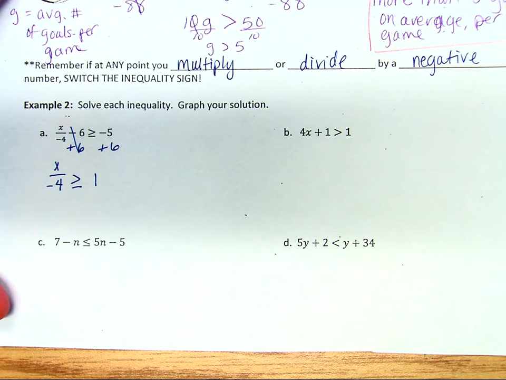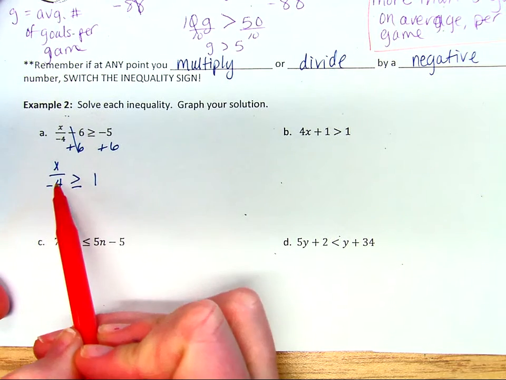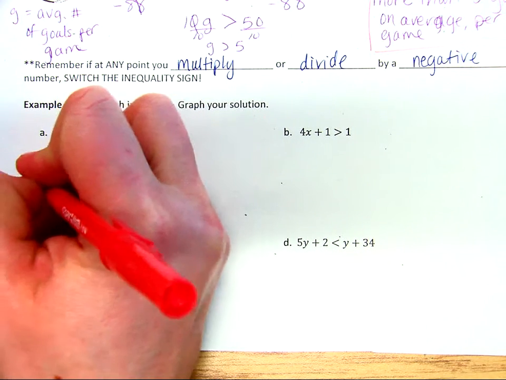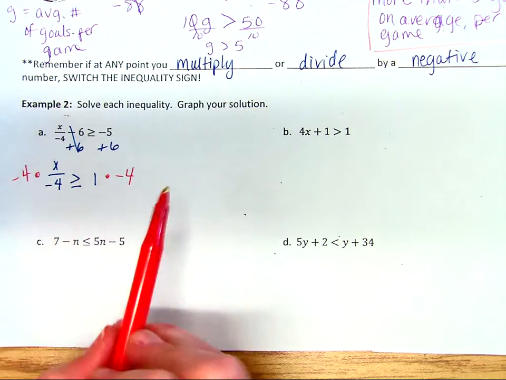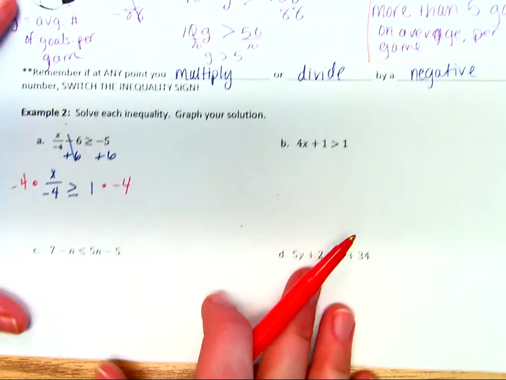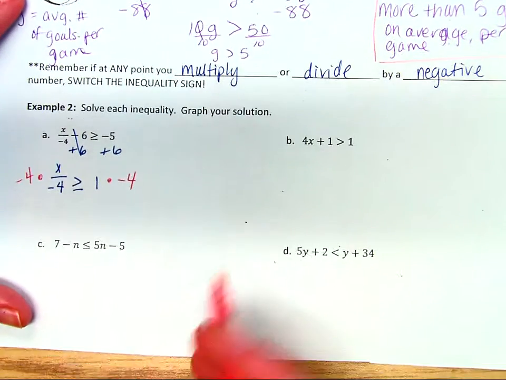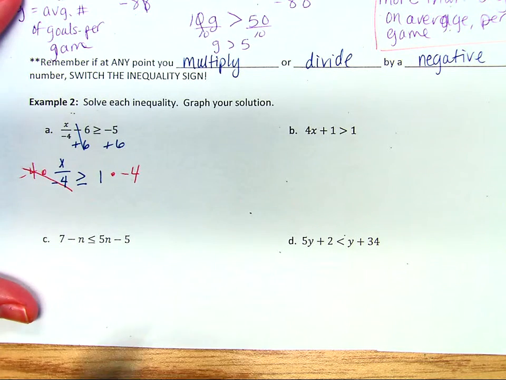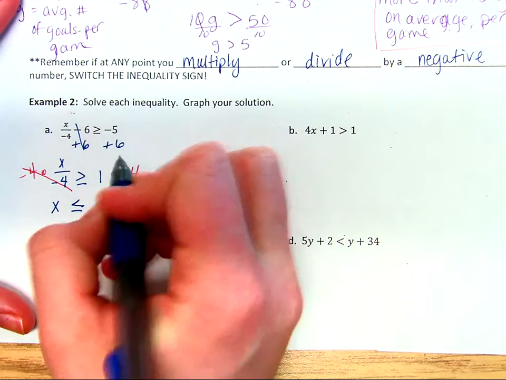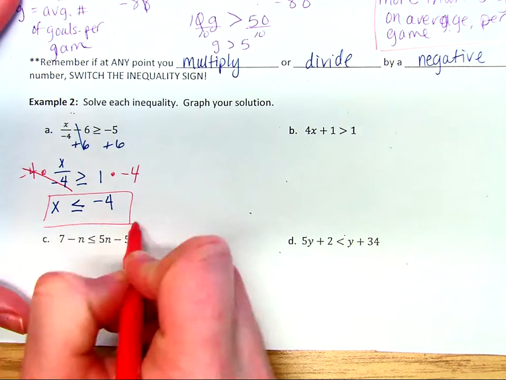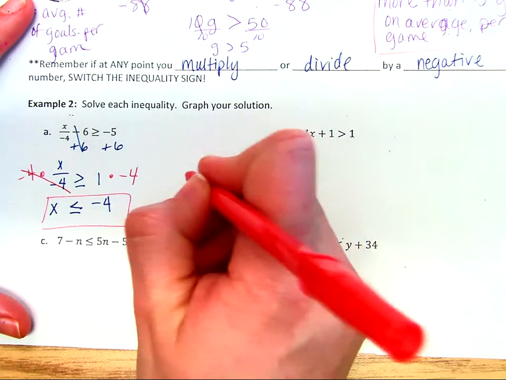Now I need to get the x by itself. Right now x is being divided by negative 4. To undo division, I multiply by negative 4. Now, little sirens should be going off in your head because you just multiplied by a negative number. Whenever we do that, we need to flip the sign. So that cancels out. Negative 4 divided by negative 4 is just 1. So now it's like 1 times x, which is x. Flip your sign. 1 times negative 4 is negative 4. So I have x is less than or equal to negative 4. The x is by itself. My inequality is solved.